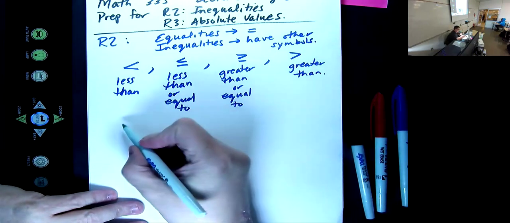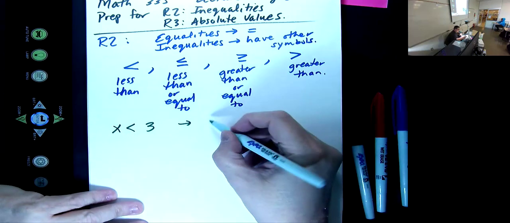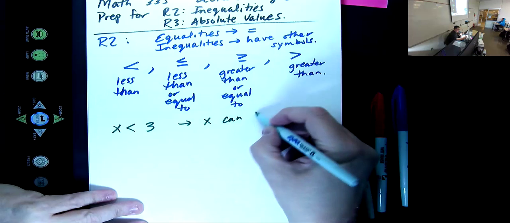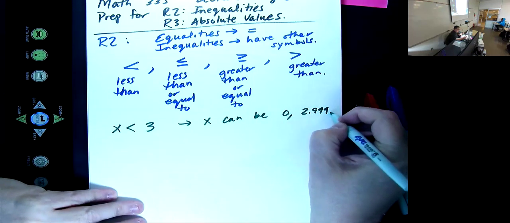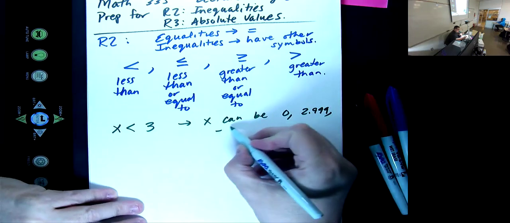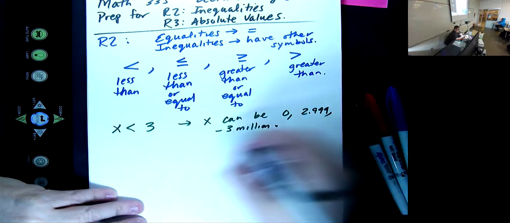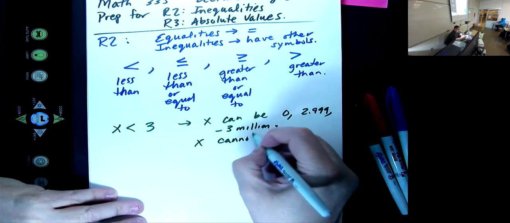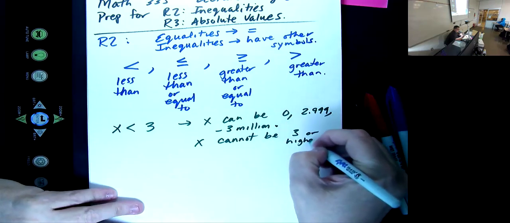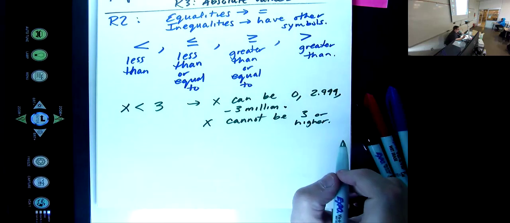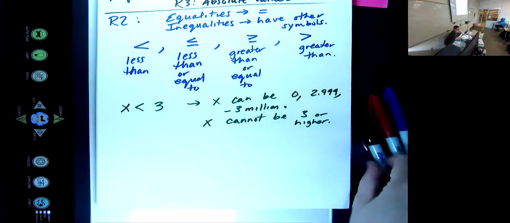So if I say something like x is less than 3, then x can be 0, it could be 2.999, it could be negative 3 million. X cannot be 3 or higher. Make sense? Less than.